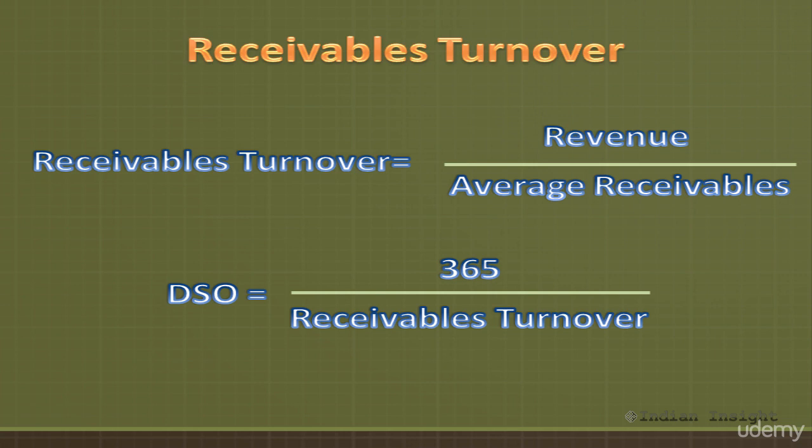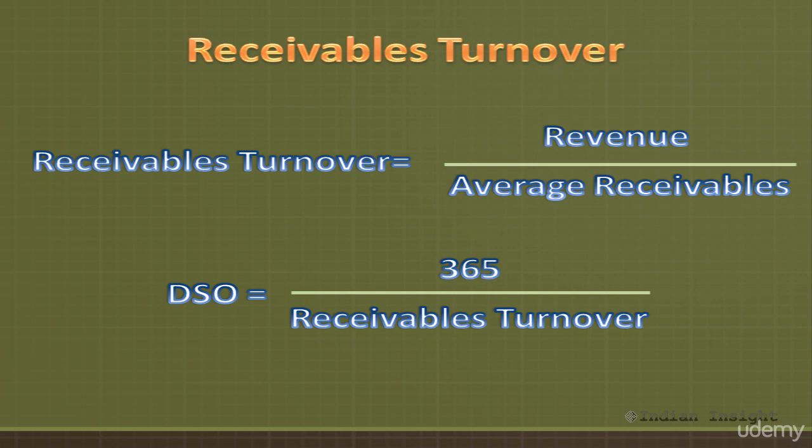And the days of sales outstanding, or DSO, is calculated by dividing the number of days in a period by the receivables turnover. This number, DSO, represents the elapsed time between sale and cash collection, reflecting how fast the company collects cash from the customers.